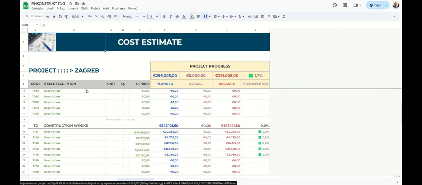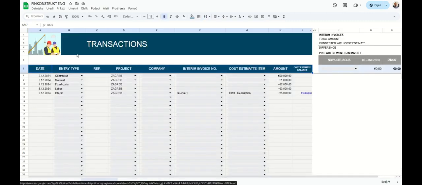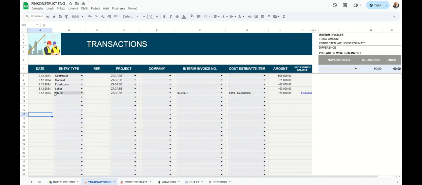So how do we go from just a simple cost estimate to a full-blown financial analysis? That's where the magic happens. As your project keeps moving forward, you literally input every single transaction into a central sheet. Think of it like a digital ledger, keeping track of every invoice, every purchase, labor costs, anything and everything. That sounds like a lot of data entry. Is that where FINKONSTRUKT comes in?